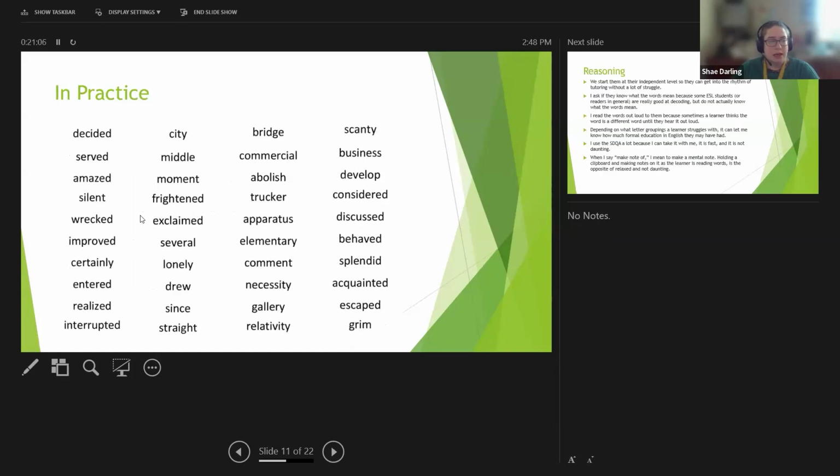Okay, there's the cards again. These are some more different levels. And let's see, Grim. Grim is up to level 6.